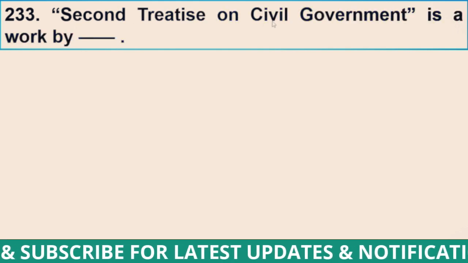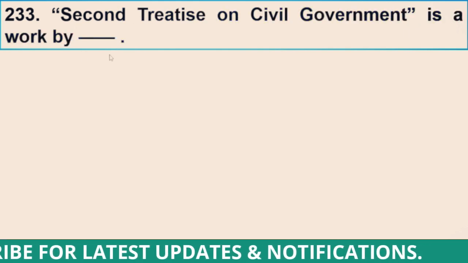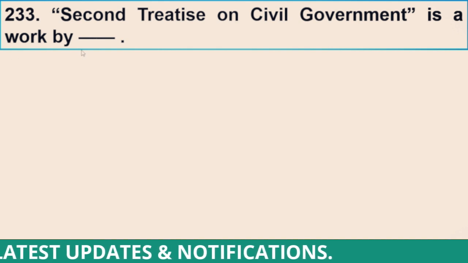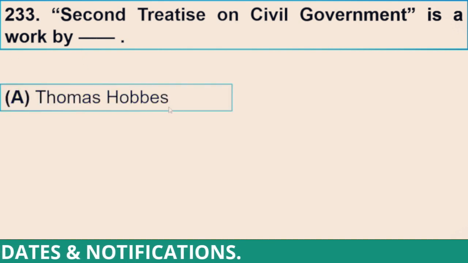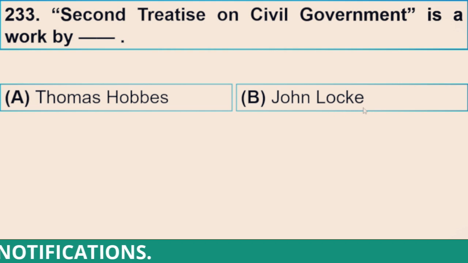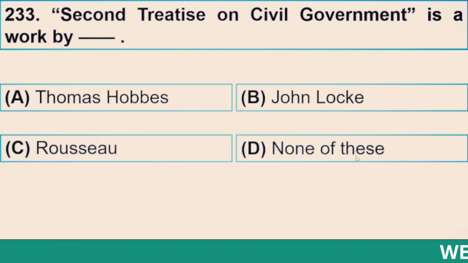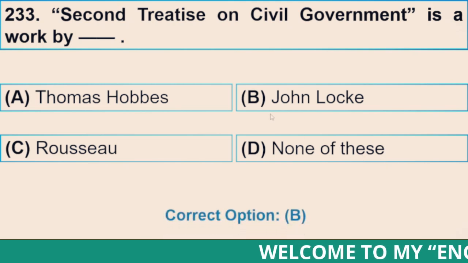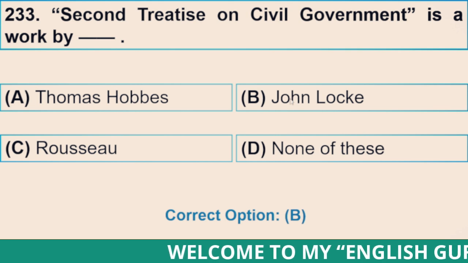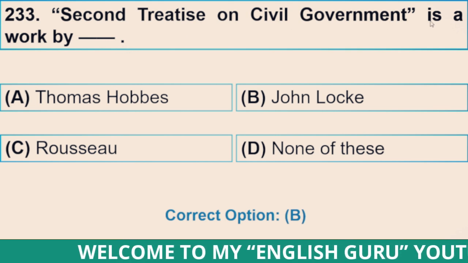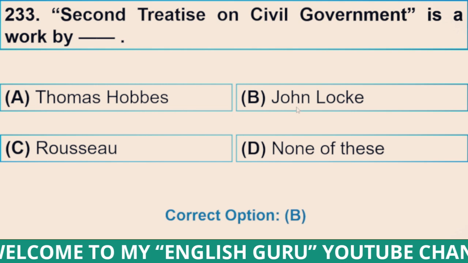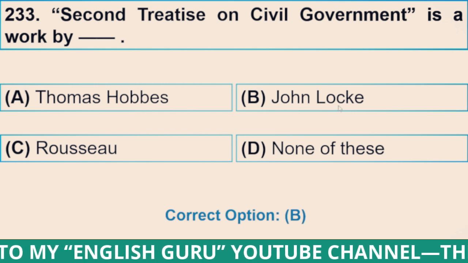Second Treatise on Civil Government is a work by option A, Thomas Hobbes, option B, John Locke, option C, Rousseau, and option D, none of these. Here, the correct option will be B, John Locke. Second Treatise on Civil Government is a work by John Locke. Alright, let's see the next question.